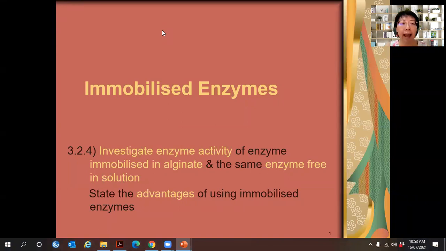So immobilized enzyme. In the learning outcome, it says investigate enzyme activity, which means investigate the rate of reaction of enzyme that is immobilized in alginate versus the same enzyme that is free in solution. So what do you mean by immobilized in alginate? And then state the advantages of using immobilized enzyme.